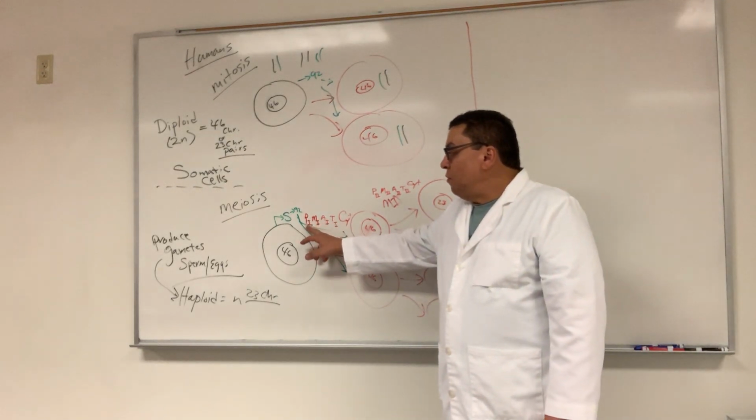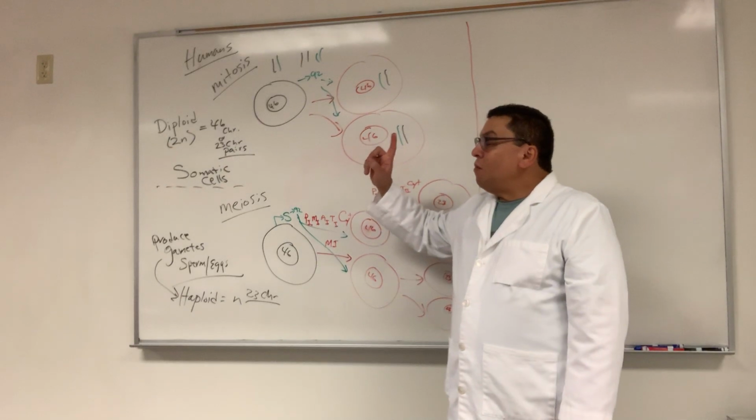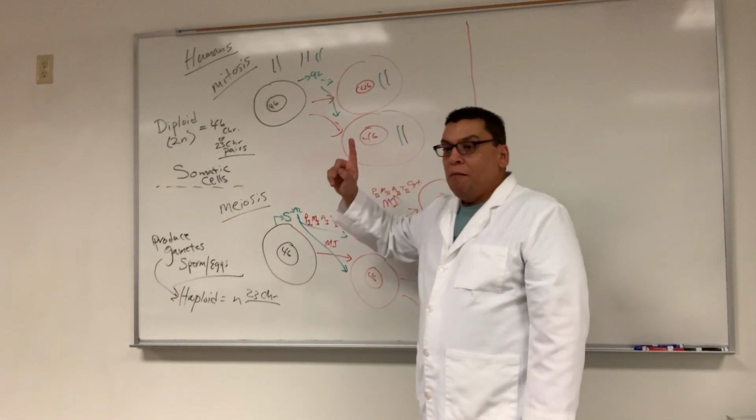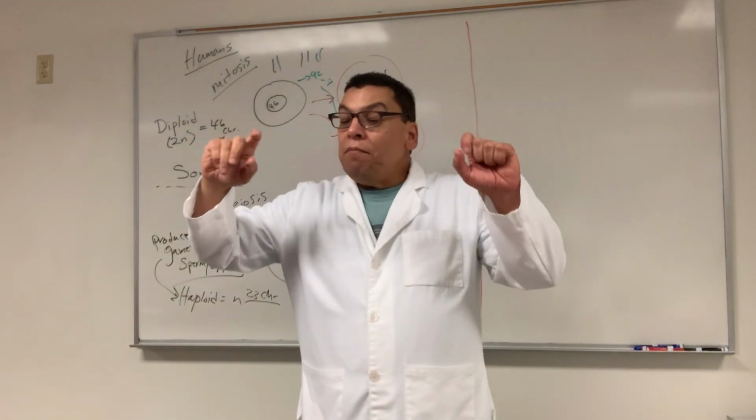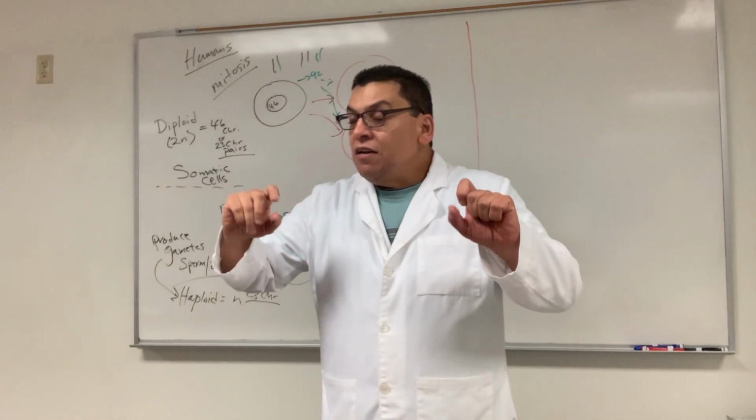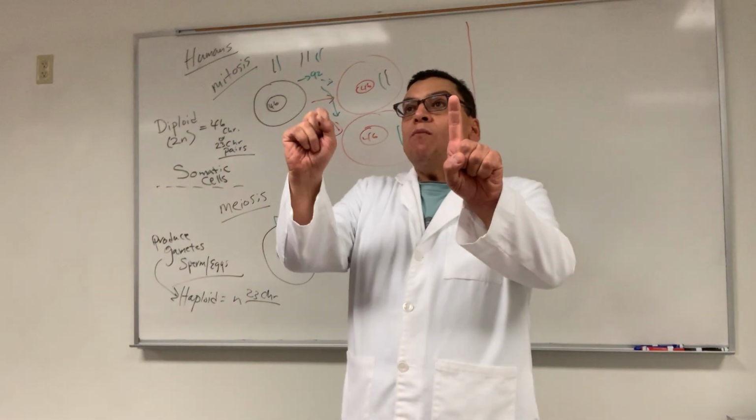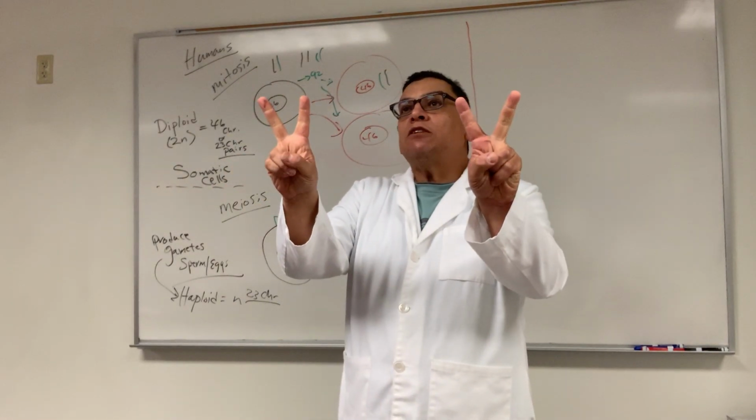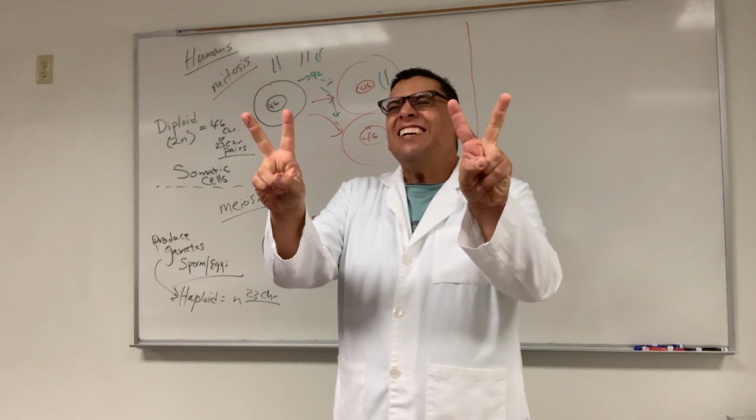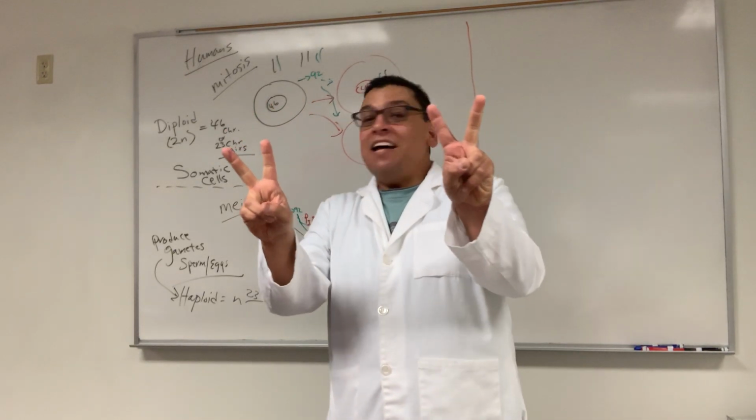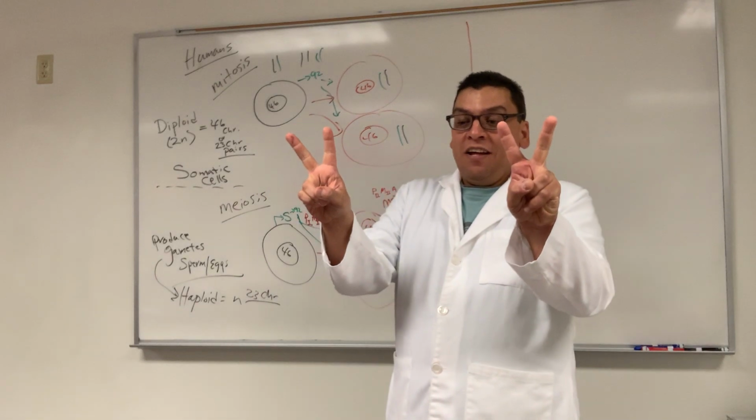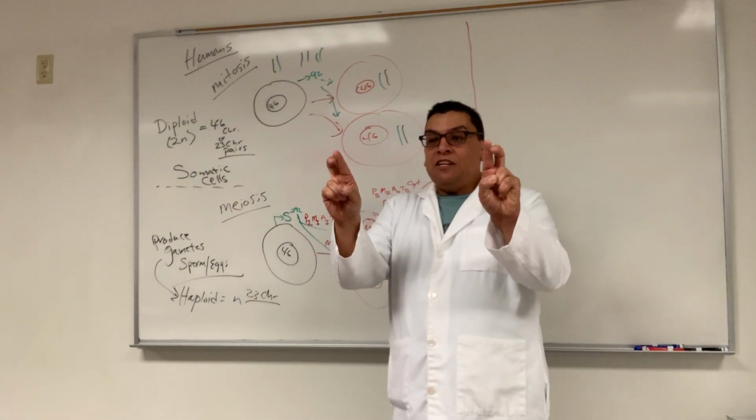So here's what we're going to do. We're going to follow again chromosome 1 from dad and chromosome 1 from mom. But now it's meiosis. Chromosome 1 from dad, chromosome 1 from mom. They duplicate in which phase? S phase. In S phase. So that is not different. They find each other, attach at the centromere.